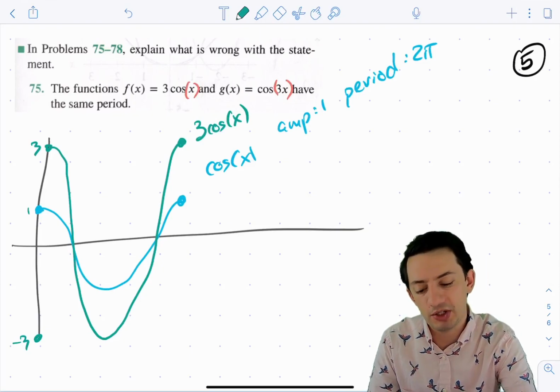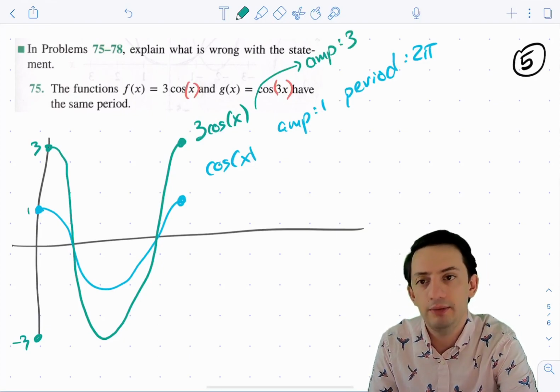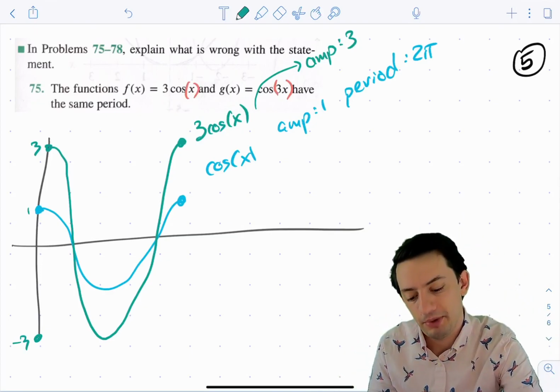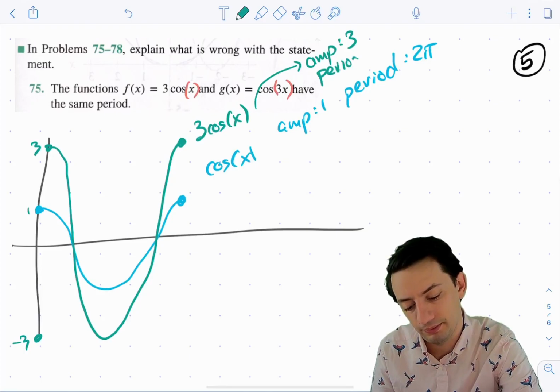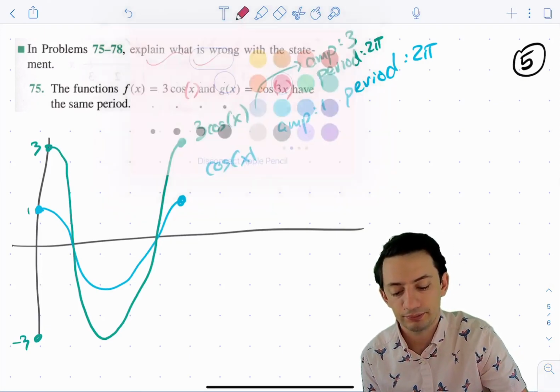So this multiplication by 3 means the amplitude has now increased to 3. From the baseline to the top is 3. But the period is totally the same. Okay, that's f. Now lastly, let's look at g.